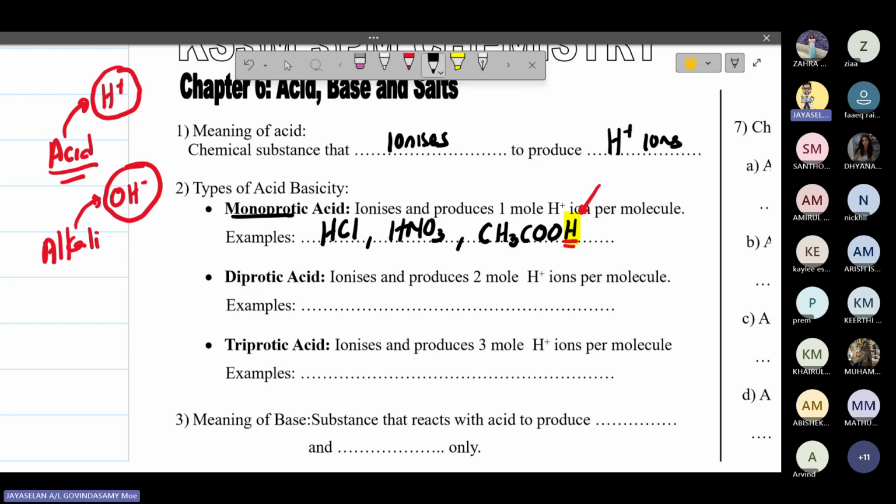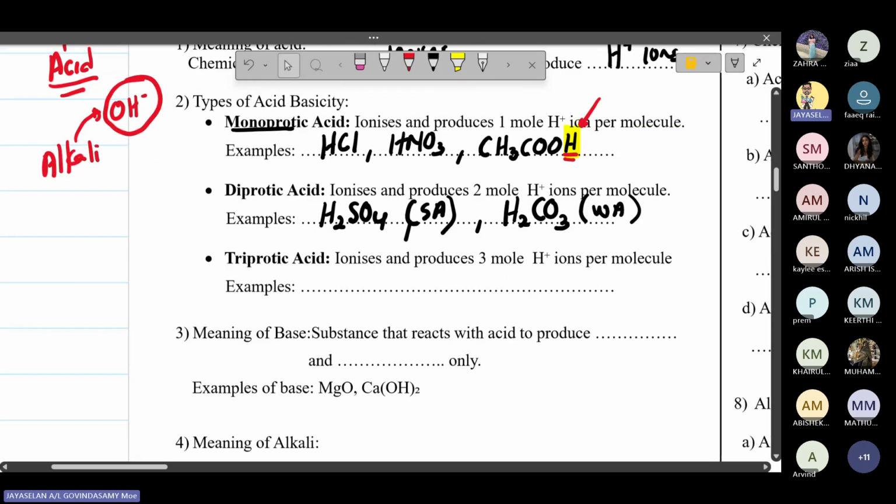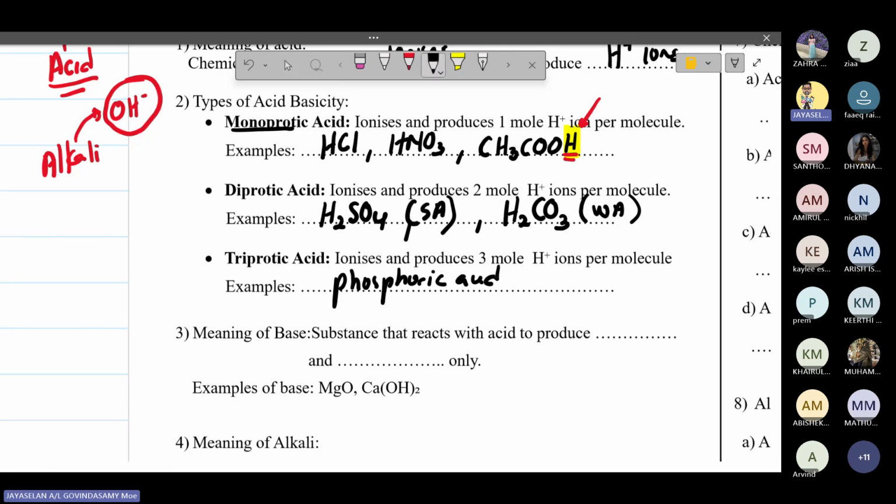One is strong, one is weak. The strong acid is sulfuric acid, H2SO4. This is strong. And the weak acid is carbonic acid, present in cool drinks like Coca-Cola, Pepsi, all. H2CO3, carbonic acid. This is called what acid? Weak acid, right? Okay, triprotic acid, only one. We call it phosphoric acid. Phosphoric acid, weak or strong? Your answer: weak acid. Formula H3PO4.